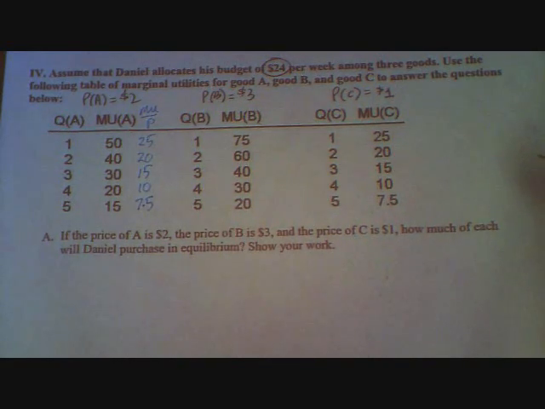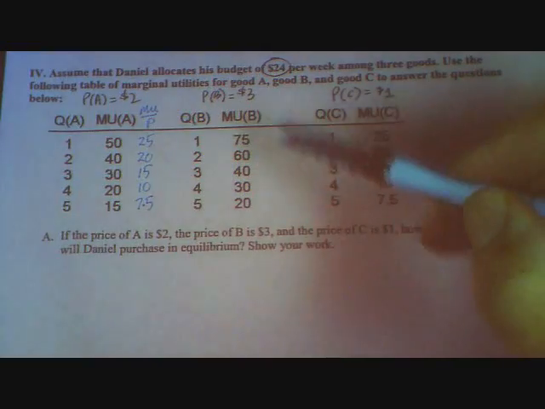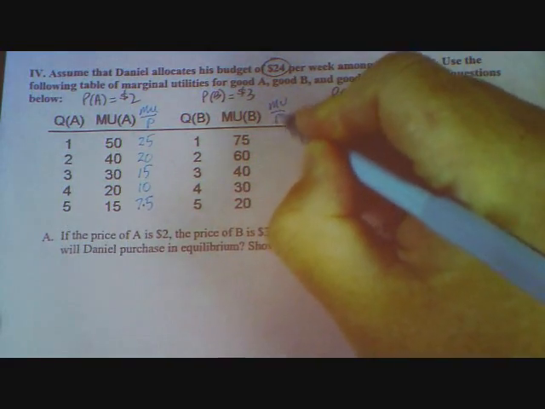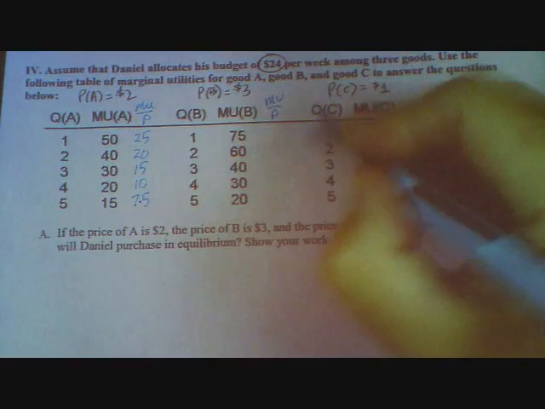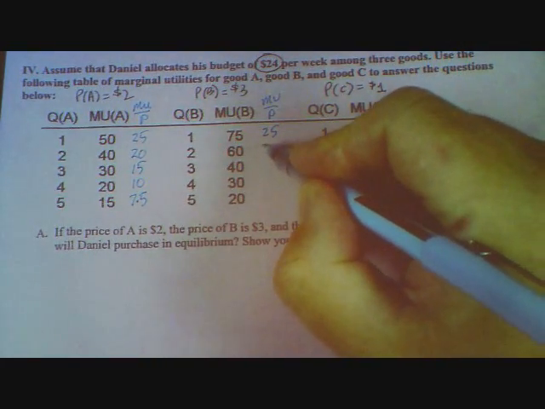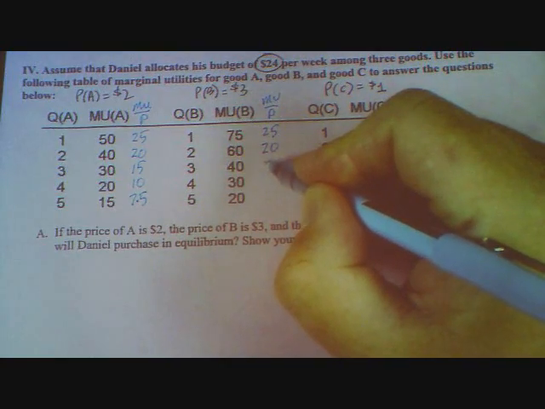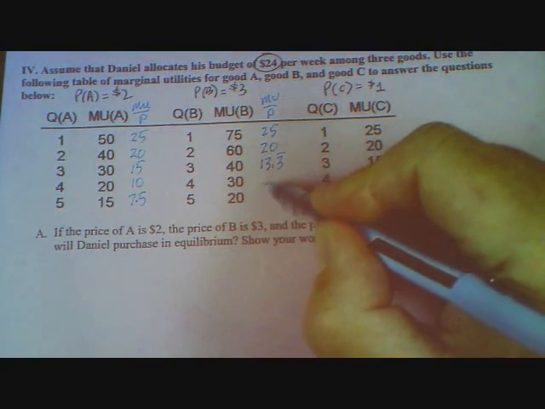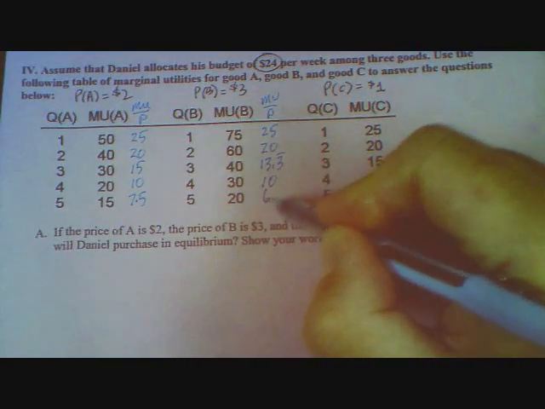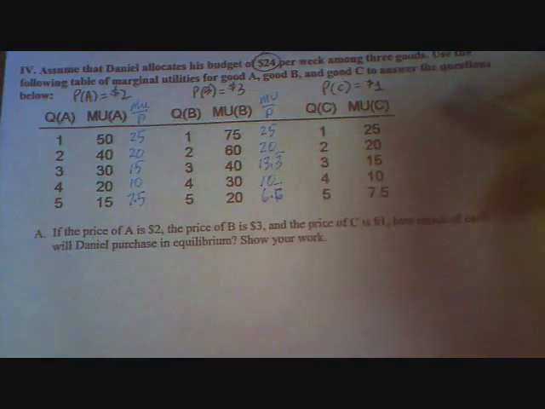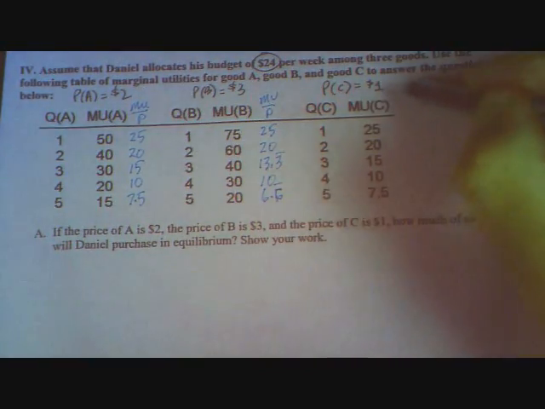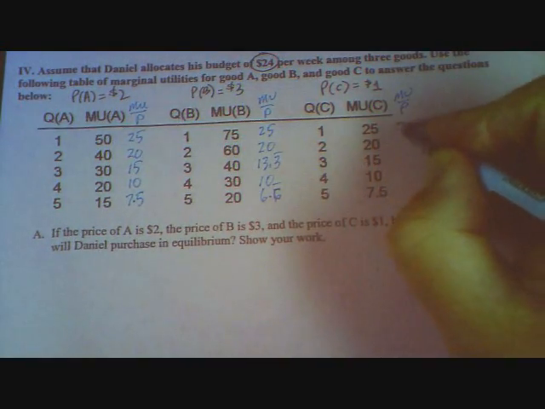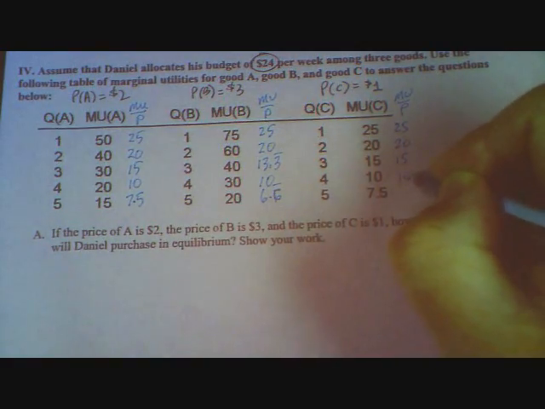So those numbers would be the utility per dollar spent on good A, and we have to do the same thing for good B. We have to take the marginal utilities and calculate the marginal utility per dollar. So for B that would be 75 divided by 3, 60 divided by 3, 40 divided by 3, 30 divided by 3, 20 divided by 3. You're going to do the same thing for good C, but it's easy because the price is 1. When you divide all these by 1, you get the same number, obviously. So that would be 25, 20, 15, 10, and 7.5.